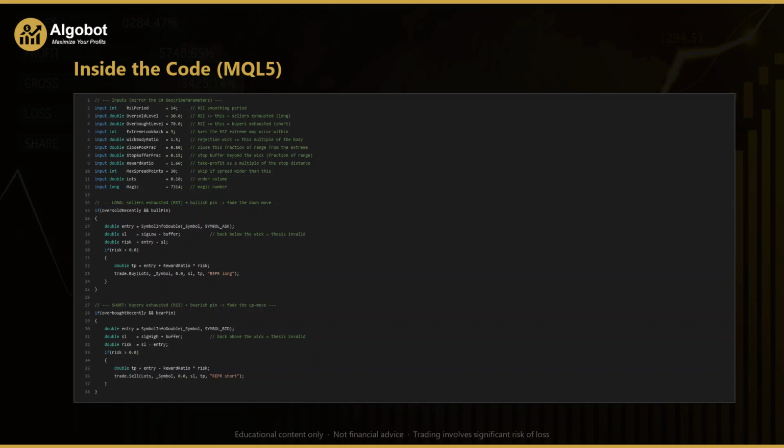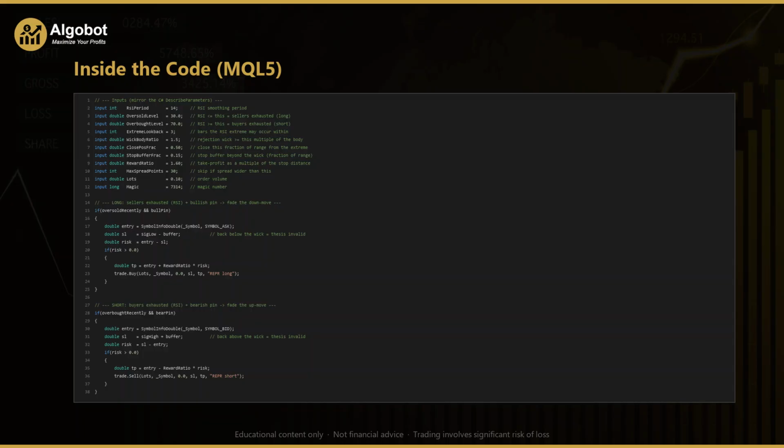Wick body ratio and close position fraction shape what counts as a valid pin bar. Stop buffer fraction and reward ratio control the stop and target, and max spread points, lots, and magic round out the settings. Now the long block. The condition reads, if oversold recently and bull pin.